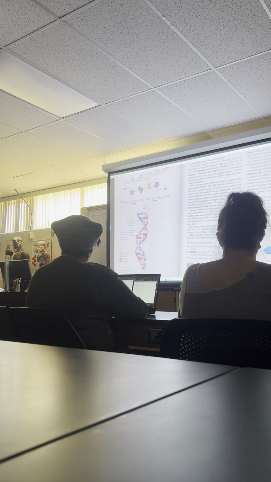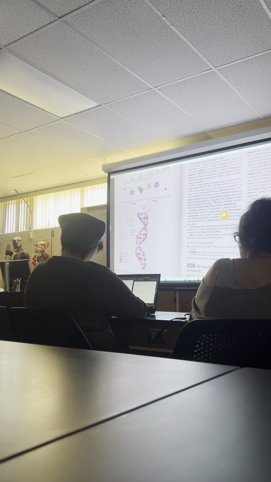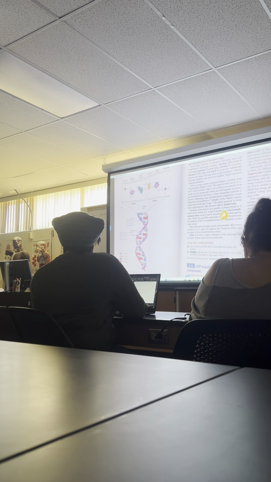Which pentose sugar? Deoxyribose, because this is DNA. You wouldn't have any ribose here. And they're alternating with phosphates. So you're holding onto the rails as you're going up the spiral staircase. And the steps again are nitrogenous base pairs. Why do they call them nitrogenous? Because they have nitrogen in them.